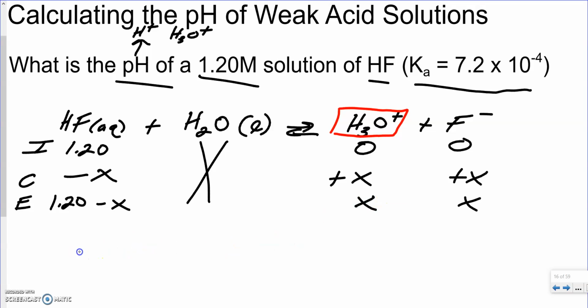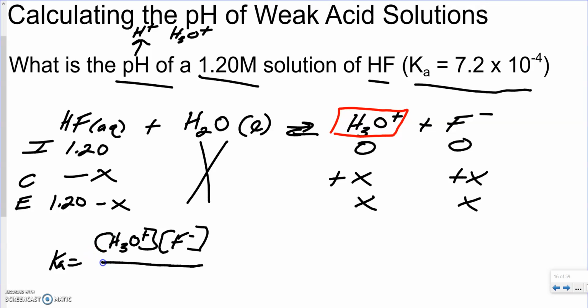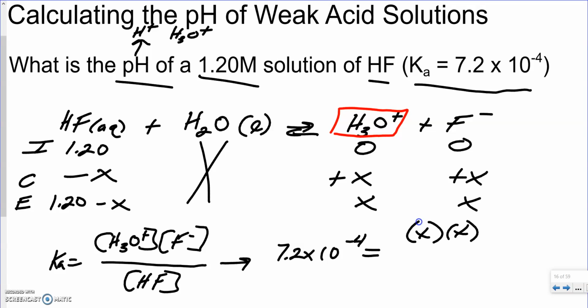So we plug it into our equilibrium expression, which is Ka, or 7.2 times 10 to the negative 4th, equals the concentration of hydronium times the concentration of fluoride over the concentration of HF. So what does this look like? This looks like Ka, 7.2 times 10 to the negative 4th equals X times X over 1.20 minus X.